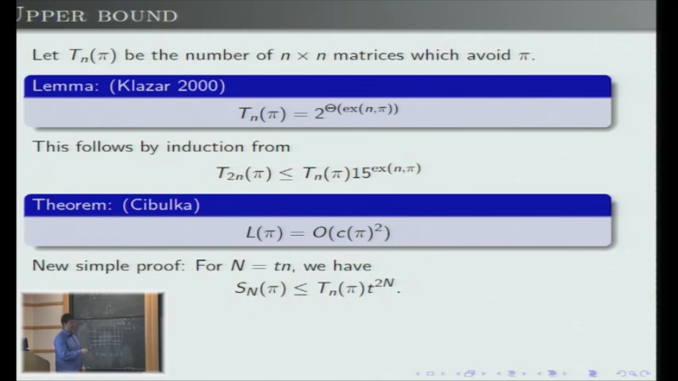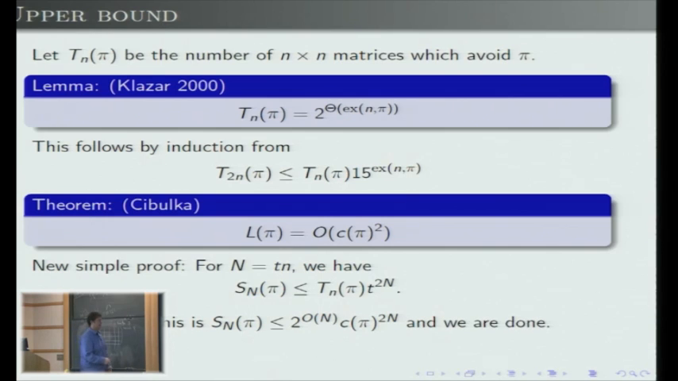Now we just need to choose the right value of t, which we pick to be c of pi. Of course, c of pi might not be an integer here. You can always round to the nearest integer, and it's not really an issue. So picking t to be c of pi, you get this inequality, and taking both sides to the 1 over n and letting n tend to infinity, you get some constant times c of pi squared is an upper bound for L of pi. Okay, so this is how we get this. Right, so you take both sides to the 1 over big N, and then you get this constant times c of pi squared. And on the left side, when you take the limit, you'll get L of pi.